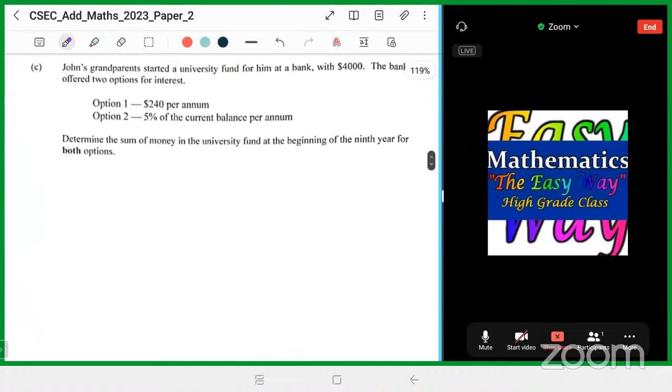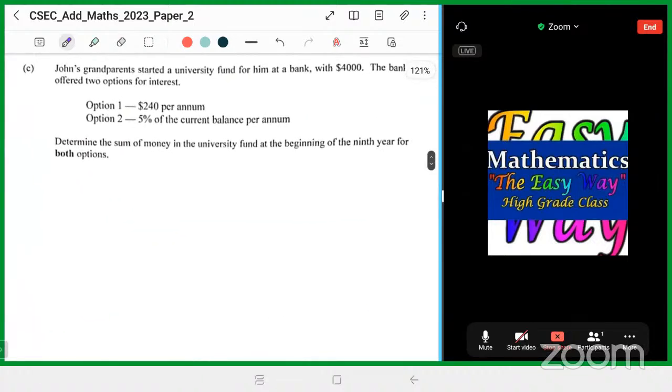This part says John's grandparents started a university fund for him at a bank with $4,000. So that's an initial investment of $4,000. The bank offered 2 options for interest. The interest in option 1 is $240 per year.